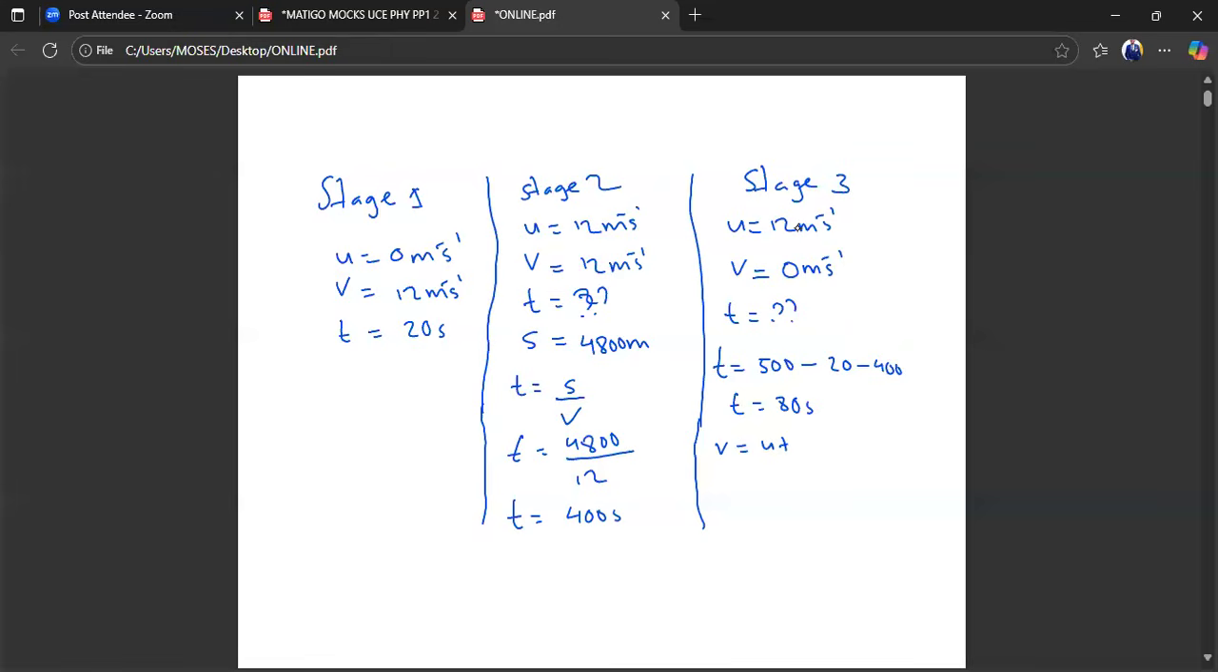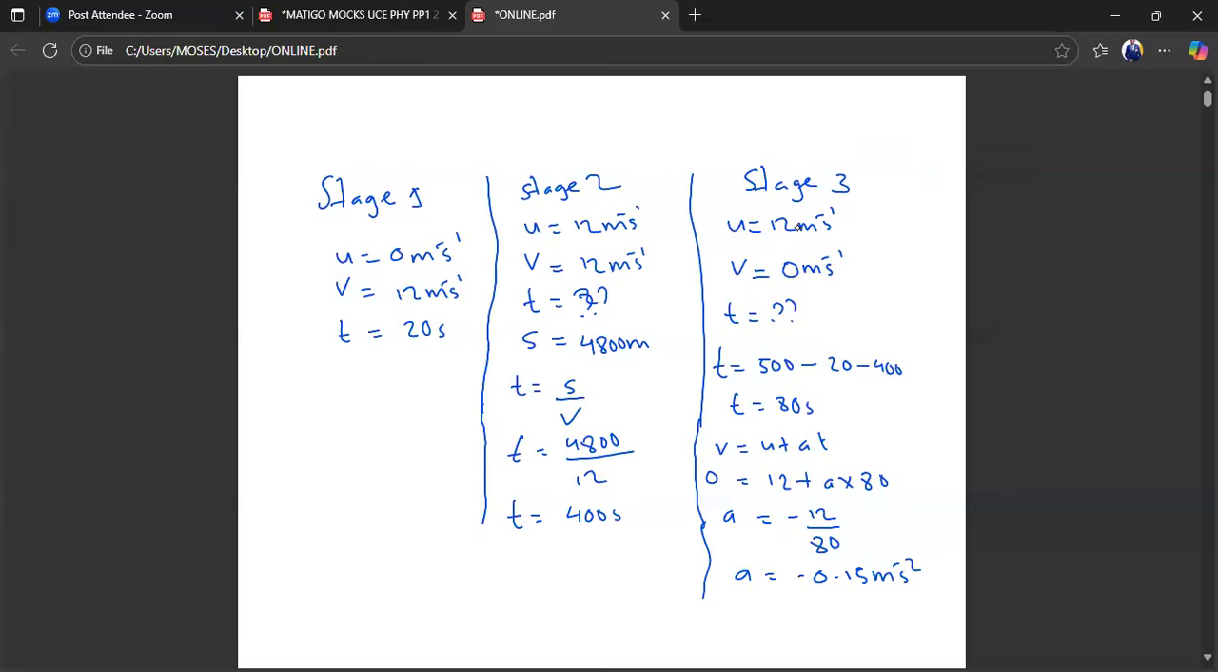Then we can find the acceleration here. v is equal to u plus at. Our v is 0 and our u is 12 plus a times our time, which is 80. Then a is going to be minus 12 divided by 80, and a is simply minus 0.15 meters per second squared.